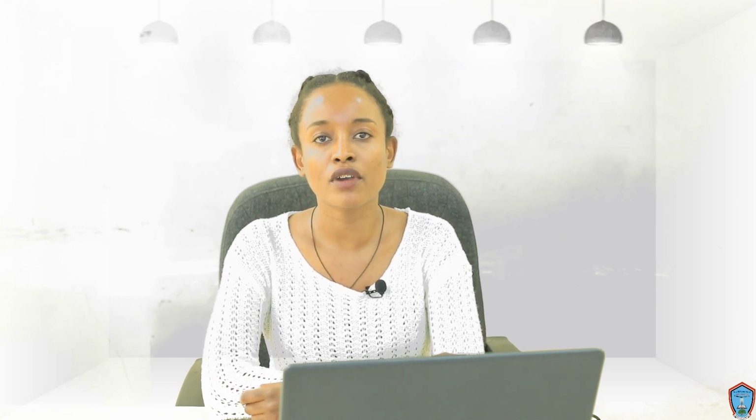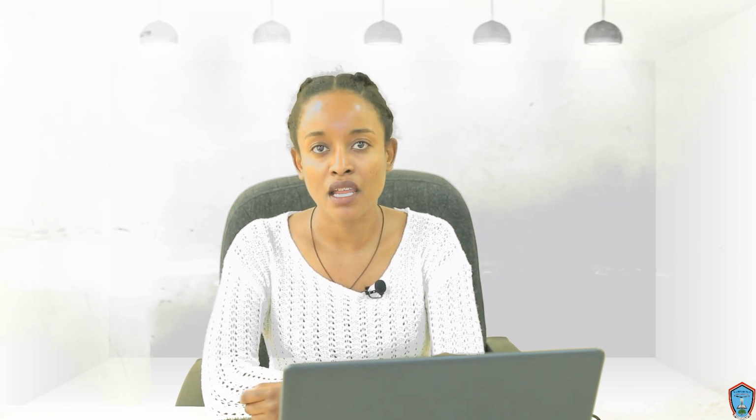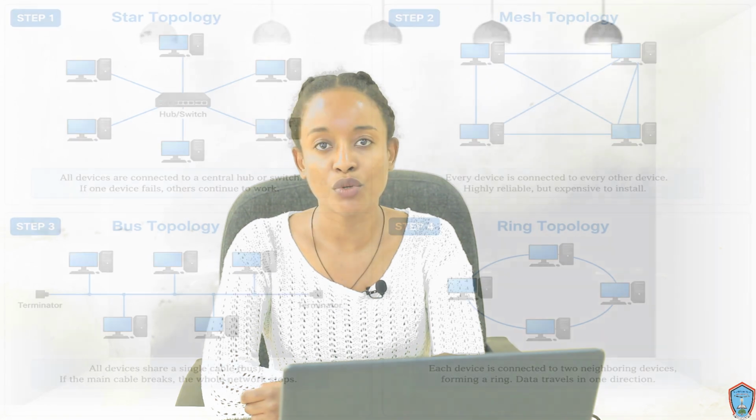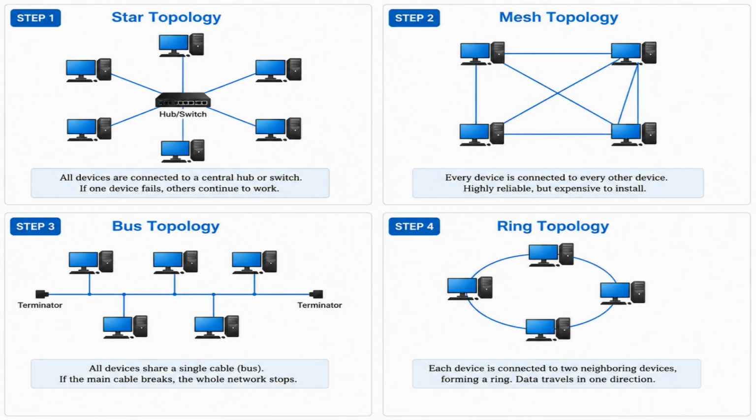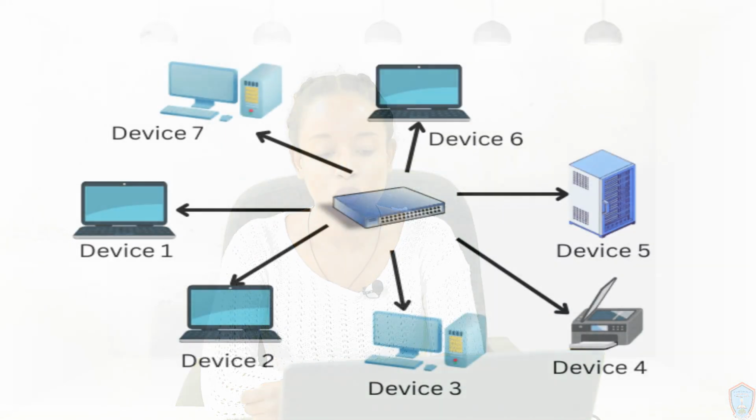Understanding network topology is important because it affects network performance, reliability, maintenance, and scalability. There are four basic types of physical topology: the star topology, the mesh topology, the bus topology, and the ring topology. Let us begin with the star topology.